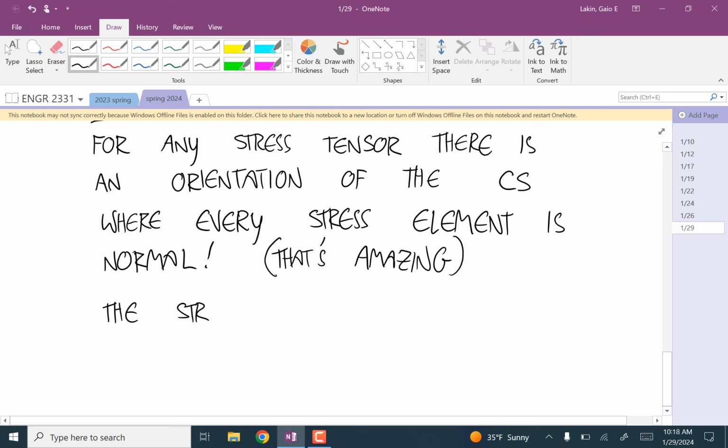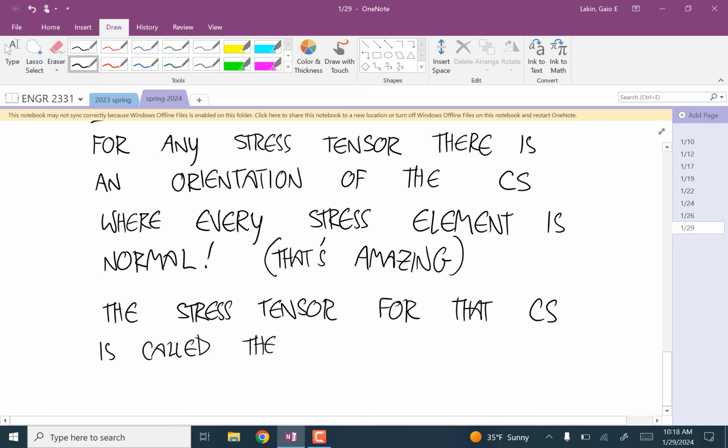The stress tensor for that coordinate system is called the principal stress.